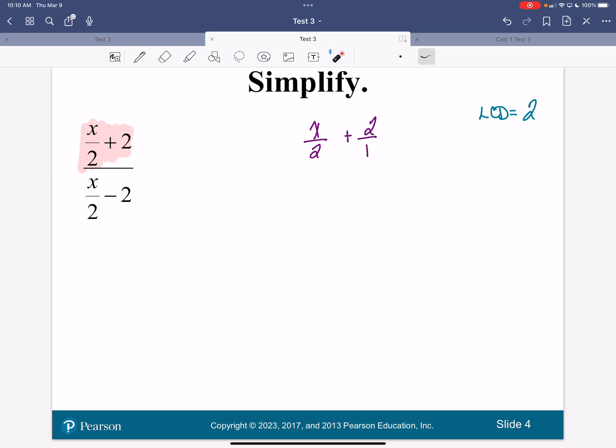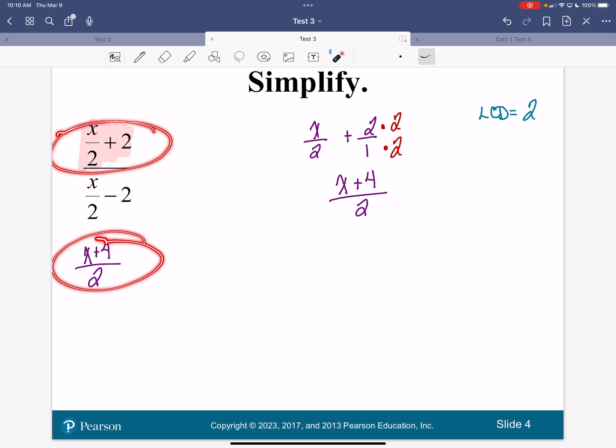What is missing from this denominator right here? Good. If I multiply the bottom by 2, what do I have to do to the top? Good. Okay, so then I'm left with x plus 4 over 2. So what I have done right there is I have simplified the numerator. Okay, so I combined these two things right here and got this.